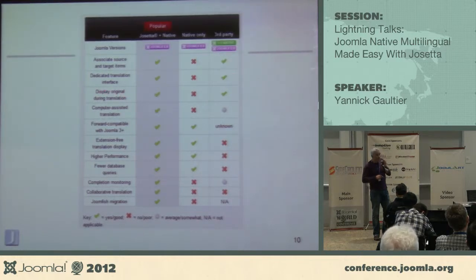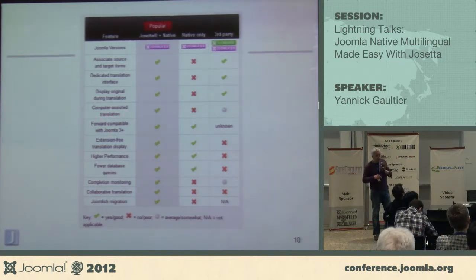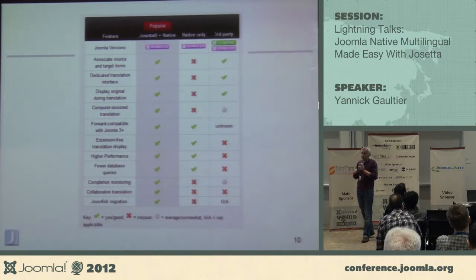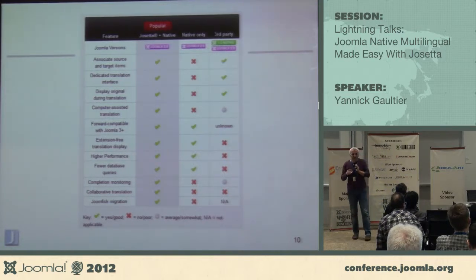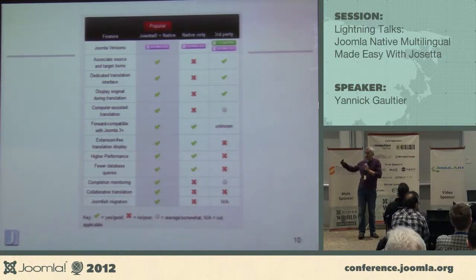You can see the original translation while translating, which is not the case with the Joomla native system. You can have, as I mentioned, a computer-assisted translation. An important point to me is that it's forward compatible. Because we're only creating Joomla standard content, I'm sure it will be very easy to move that forward to CMS4. I hope so.